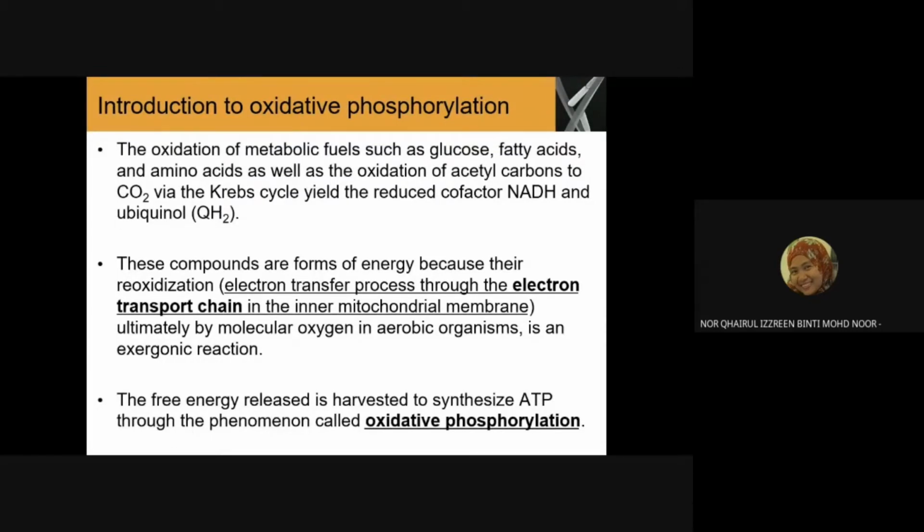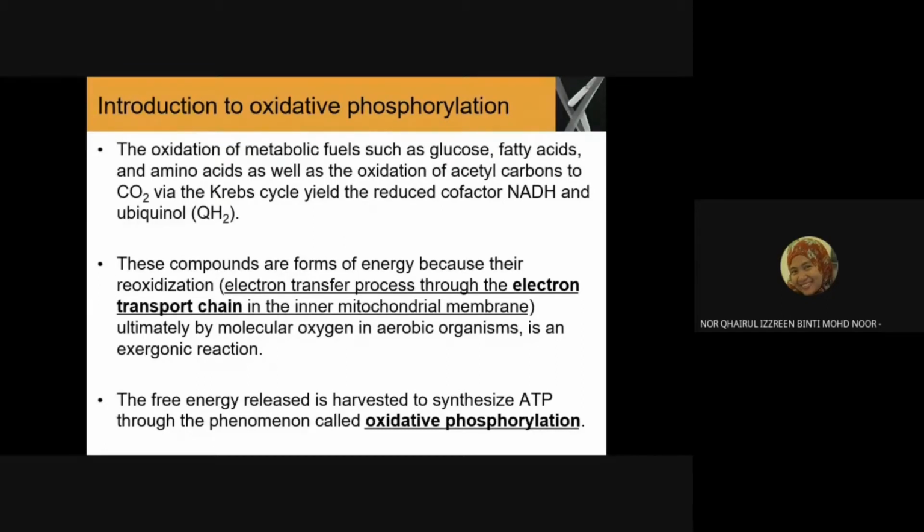So electron transfer happens through the electron transport chain, ETC, in the inner mitochondrial membrane. Towards the end, the electron will be accepted by oxygen. And the overall reaction is basically an exergonic reaction. Remember, I have mentioned it starts from glycolysis. If it is a very exergonic reaction, it can happen simultaneously. So that is very important.